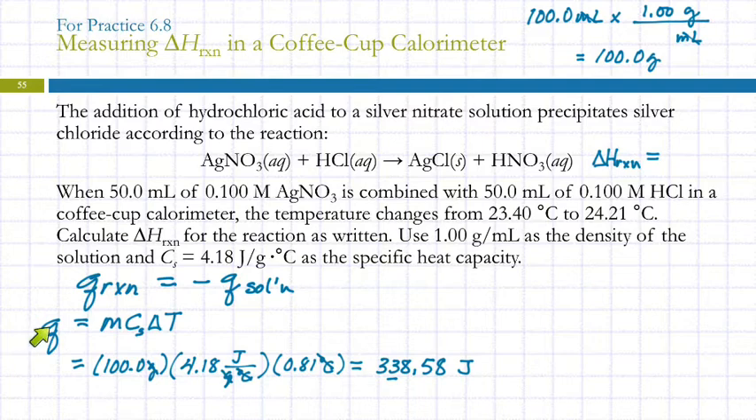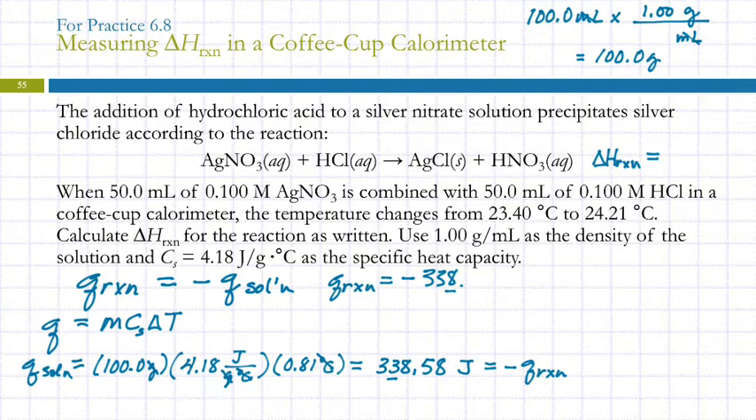So here, this was Q solution. So Q solution was a positive number. That equals negative Q reaction. The solution got warm because the reaction gave off heat. So this is an exothermic reaction. Negative Q reaction equals positive 338. Q reaction then is negative 338.